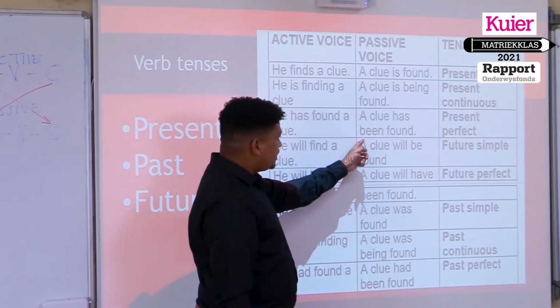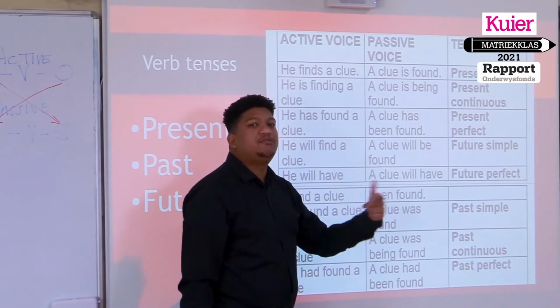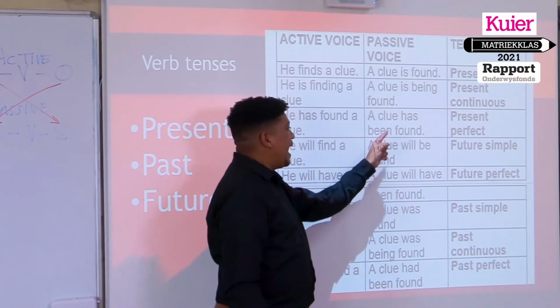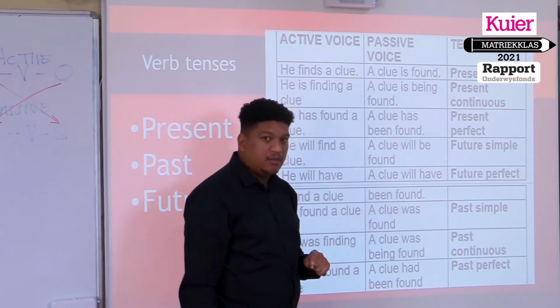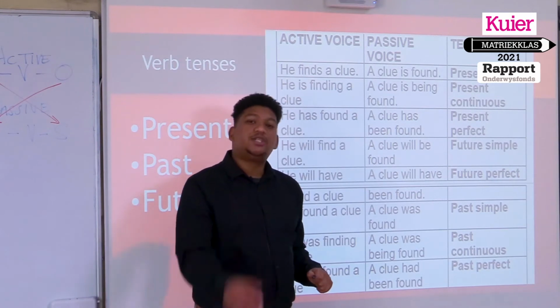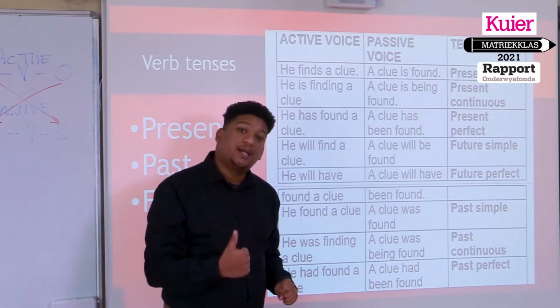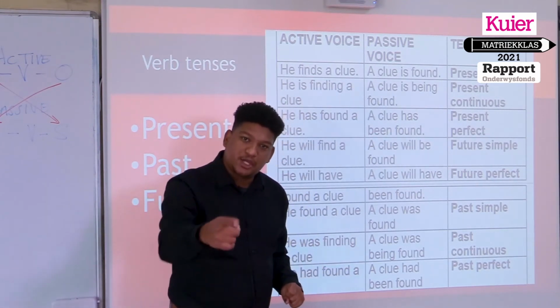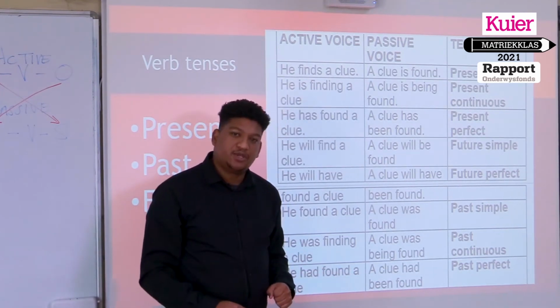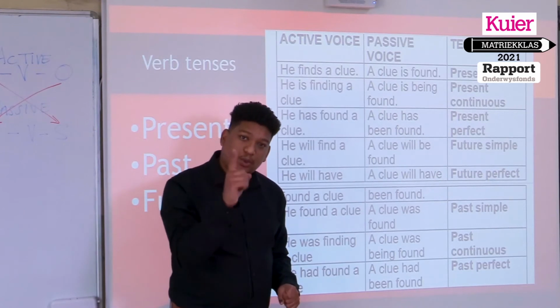The next one speaks to a clue has been found. Now we know that is perfect. But a clue has been found by him. Once again, that auxiliary verb is used. So it's important that I know my tense so that I can know in which tense it's supposed to be when I change it to a passive voice, or whether it's going to be changed into active voice. The tense is important, okay?